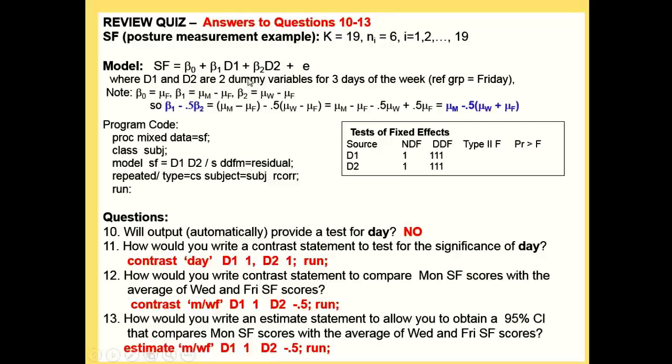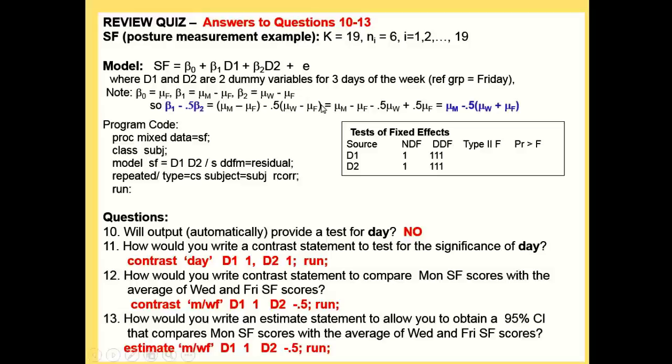Now, for this model, the code, the reference group is day 3. Okay, the reference group is day 3. So, day 3. The reference group is, what did I say? Beta 0 equals F, Friday. Sorry, day 3 is Friday. Right. So beta 0 is the mean for Friday. Beta 1 is Monday minus Friday. Beta 2 is Wednesday minus Friday.